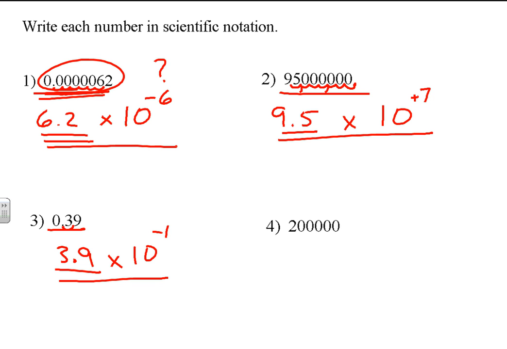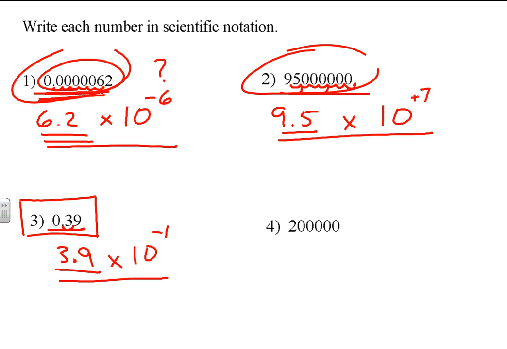Now, kind of a weird example, because this is not a number that typically we would write in scientific notation. Usually it's for really, really big numbers or really, really small numbers, numbers close to zero. It's really to save space oftentimes.